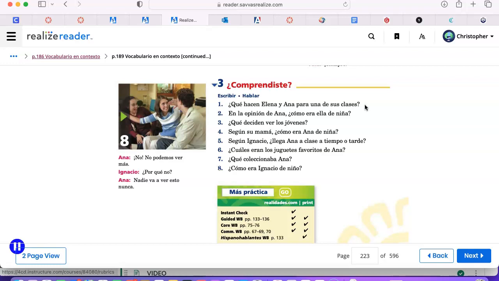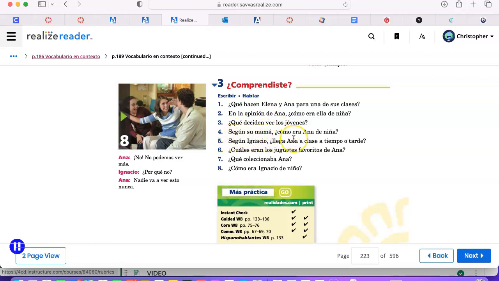So similar to the present tense, in that ser, this is the verb ser, to be, in the imperfect, the grammar we'll learn this chapter. If ser is being used, we're looking for adjectives, right? To describe what Ana was like when she was little. Descriptive adjectives, characteristics. Number 3, ¿qué deciden ver los jóvenes? What do the young folks or teenagers or friends, joven is the adjective young, jóvenes is the noun for young people or teenagers, right? So what do the friends or the teenagers decide to watch?